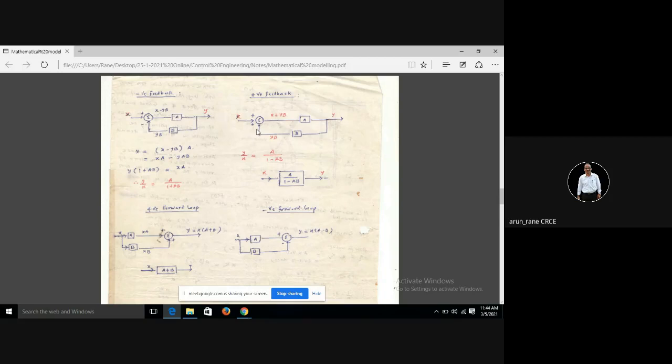Then here this is positive, so this becomes, so finally you will get y upon x. In negative feedback it will be a upon 1 plus ab. In positive feedback it will be a upon 1 minus ab.